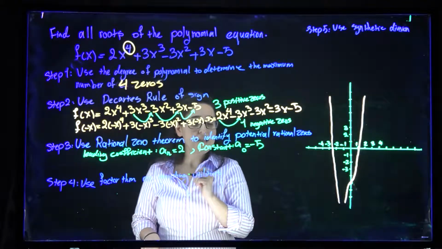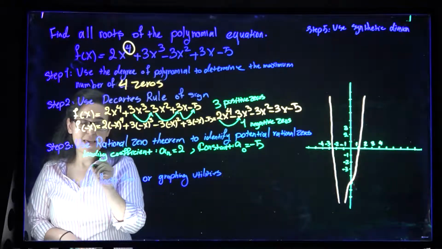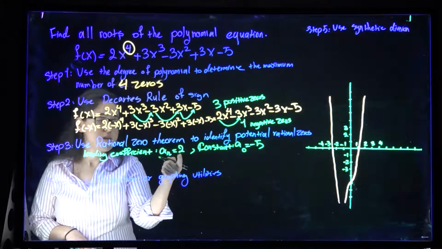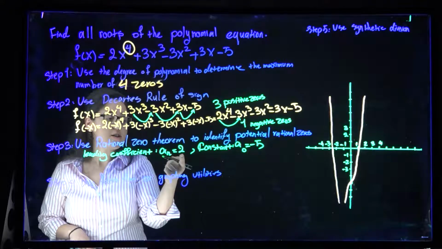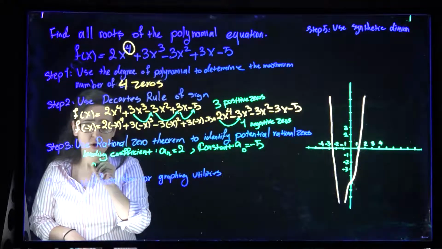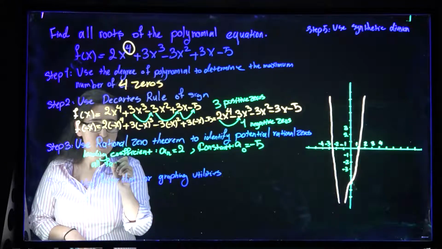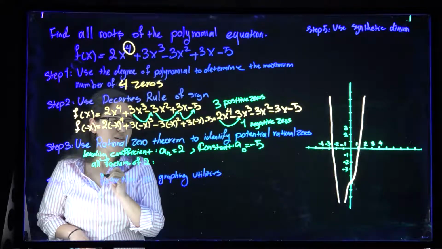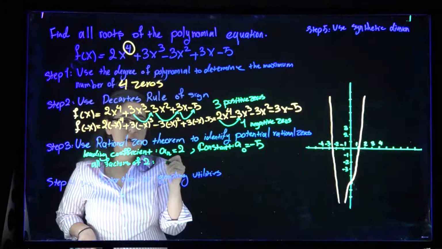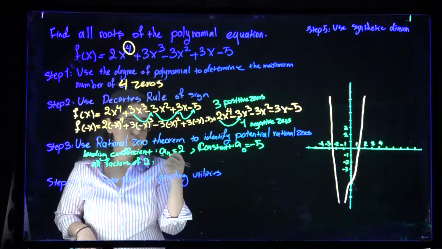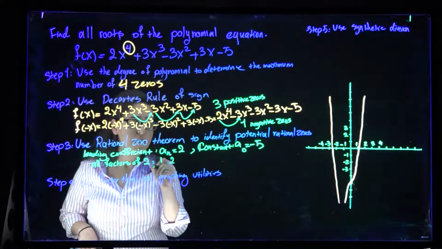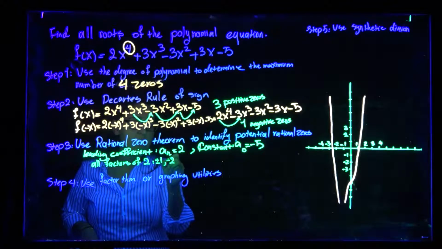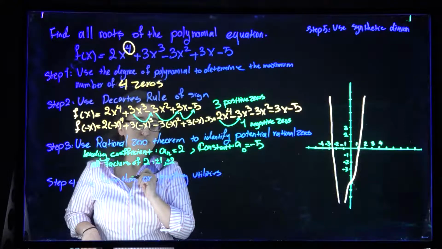And then in the next step, we're going to look at all the factors of the leading coefficient. So what are all the factors of 2? What are those factors? The only numbers that can divide 2 are 1 and 2. But remember, we also have positive and negative 1 and positive and negative 2.